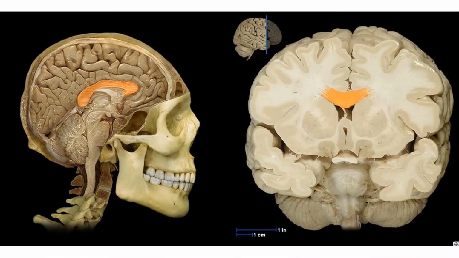Now, the figure on your left is a sagittal view showing the corpus callosum, and the figure to your right, the orange marked structure, is the corpus callosum. It is at the bottom of the sagittal fissure, and you can see the line has two arrows. It is interconnecting the two hemispheres.